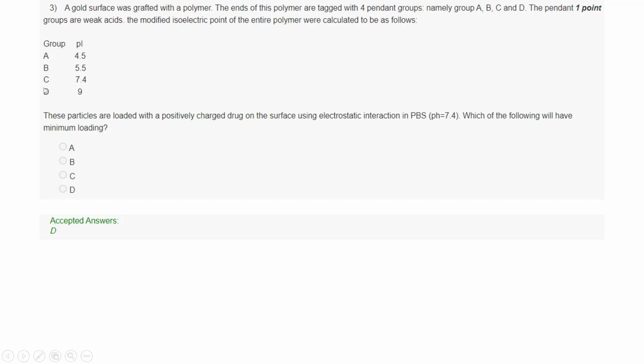So if you look at the polymer D, which has an isoelectric point of 9, here your pH will be lower than the isoelectric point. That's when your pendant group will have a positive charge. Since your drug is also positively charged and the polymer is positively charged, there will be repulsion, and that's why you'll have minimum loading. So that is the correct answer. Got it? Yes, got it, ma'am.